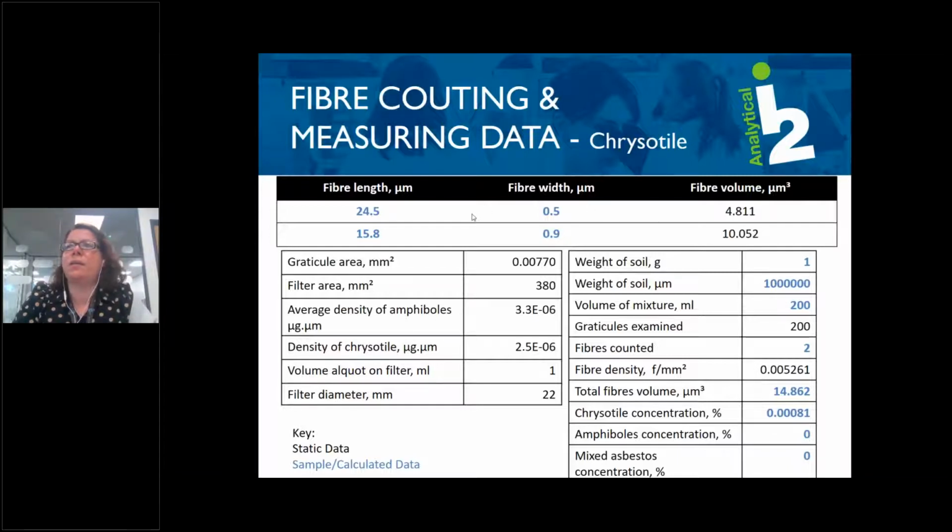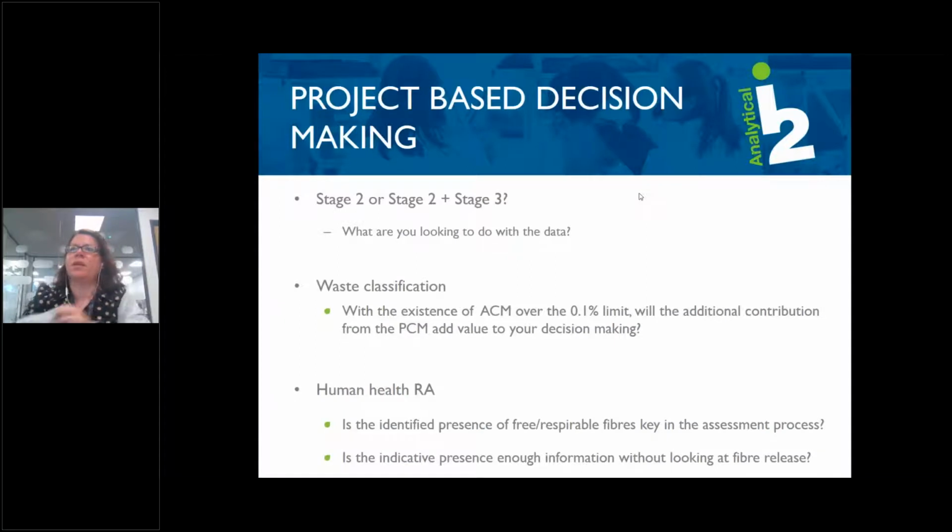From this data, we can also look at defining whether these fibres are respirable or not. And from that, you can also calculate a respirable fibre index, which gives you an indication of how many of the fibres you've got are respirable, and what the potential for release is. But it's just a mathematical calculation from data that exists.